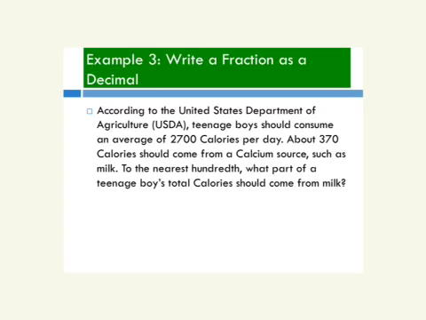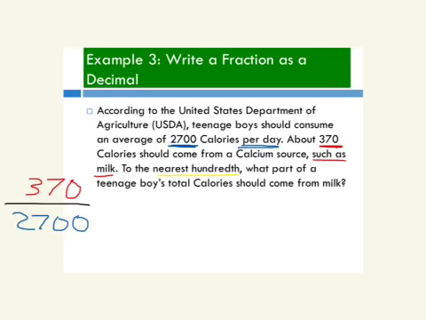Okay, in example 3, we're going to write a fraction as a decimal. According to the United States Department of Agriculture, the USDA, teenage boys should consume an average of 2,700 calories per day. About 370 calories should come from a calcium source, such as milk. To the nearest hundredth, what part of a teenage boy's total calories should come from milk? Okay, so I underlined some important things.